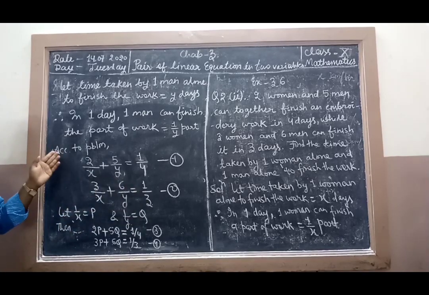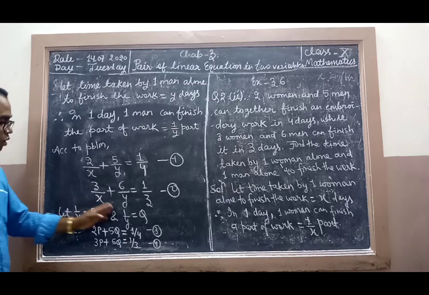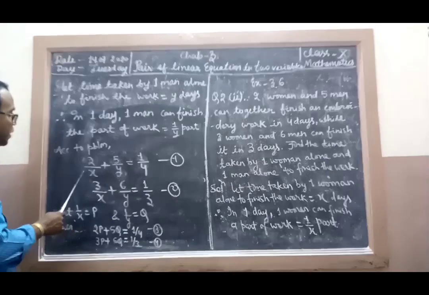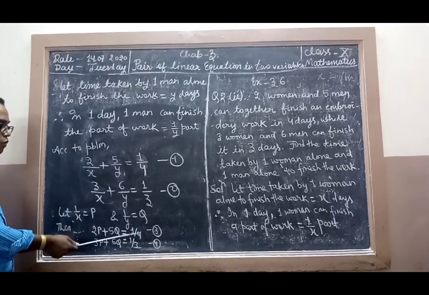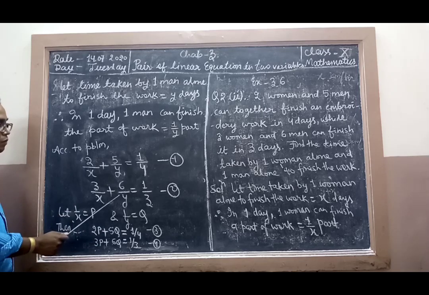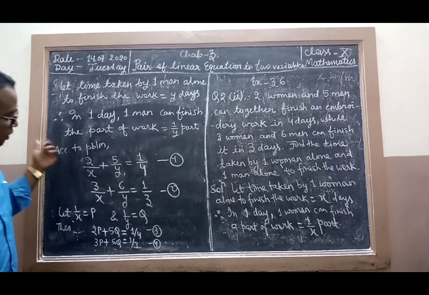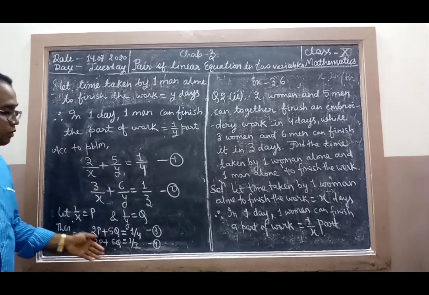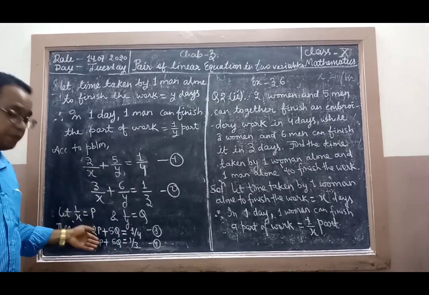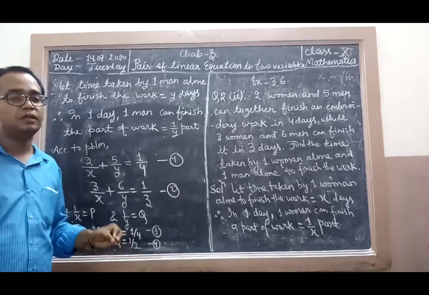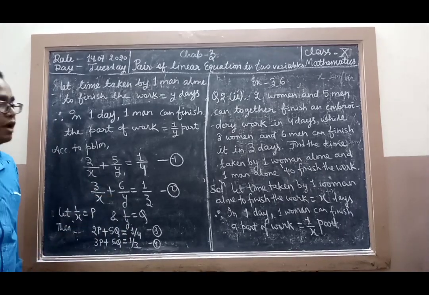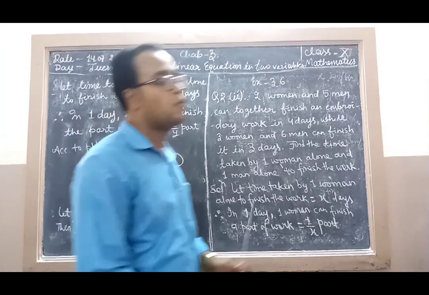Now we reduce these equations into simplest form. Let 1 upon x equal p, 1 upon y equal q. It means 2p plus 5q equals 1 by 4, 3p plus 6q equals 1 upon 3. Now we find p and q by any algebraic method. After that we find x and y.